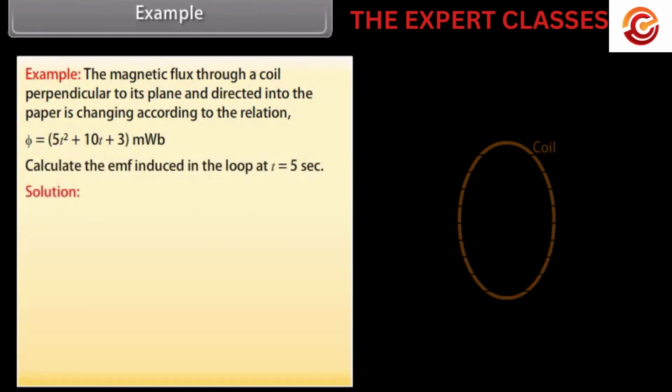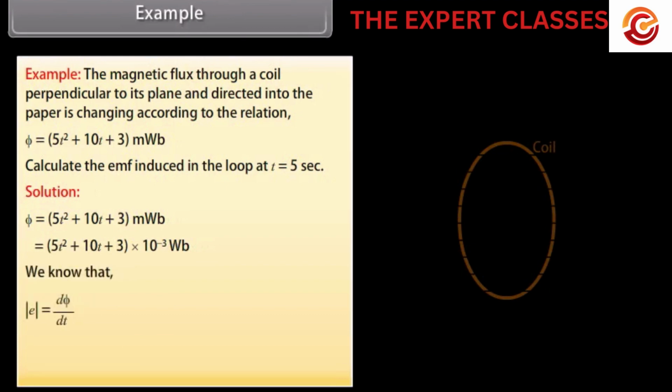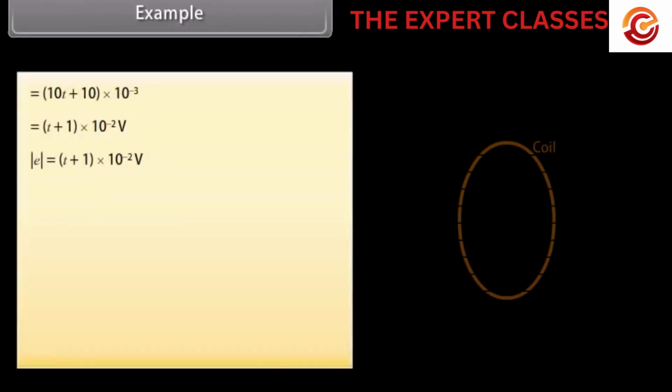Let's see the solution. Given phi is equal to 5t square plus 10t plus 3 milliweber, it can be written as phi is equal to (5t square plus 10t plus 3) multiplied by 10 raised to the power minus 3 weber. We know that E is equal to d phi by dt. By putting the values in this equation we get E is equal to (t plus 1) multiplied by 10 raised to the power minus 2 volt.